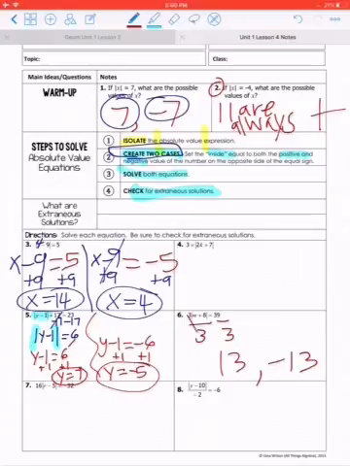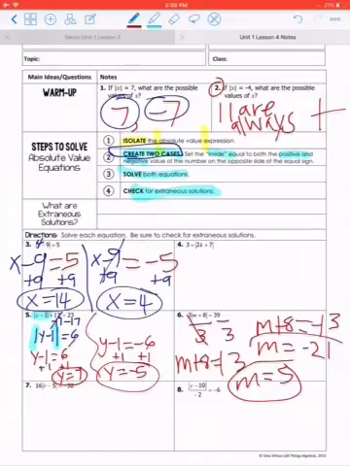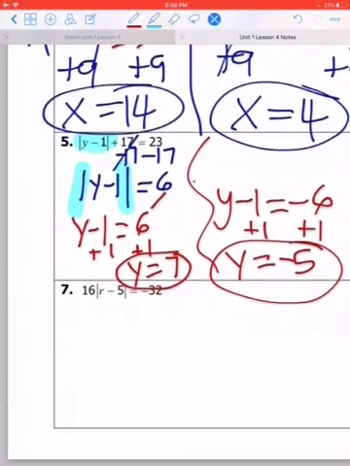Okay? So that'd be m plus 8 equals 13. And then m plus 8 equals negative 13. Okay, and solve those. You should get m equals 5 and m equals negative 21. Okay, let's talk about 7, and then that'll be it for the first page. Number 7, we have 16 times the absolute value of r minus 5 equals negative 32.